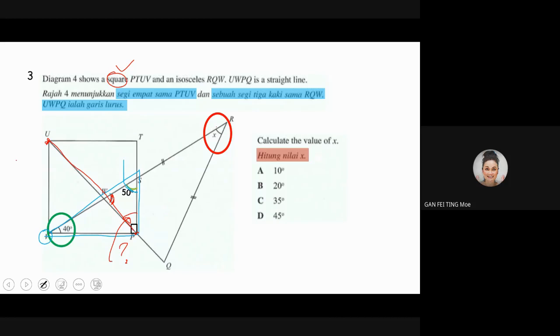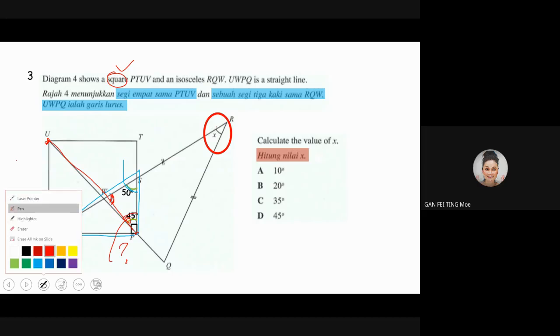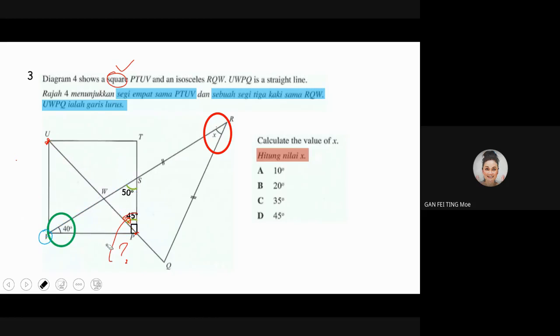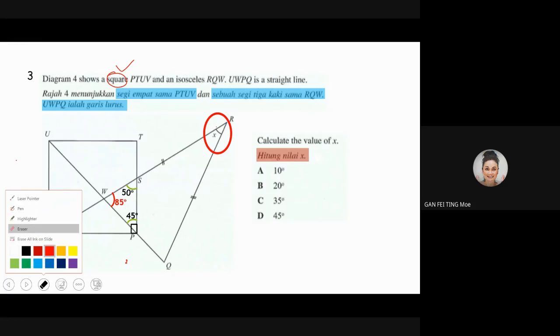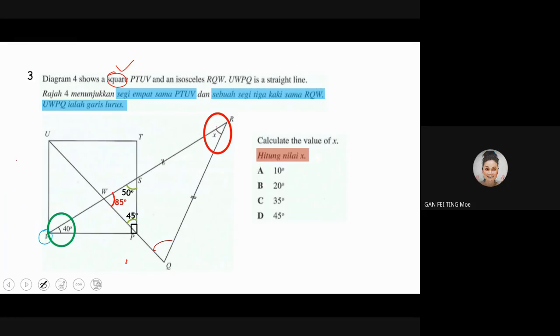Yes, 45. When you get this one as 45, it's very easy for you to get the angle of W. Angle of W: 180, take away 50, take away 45, you get 85. And this angle should be the same as this, which is 85. When you've got this 85, what is the answer of X?